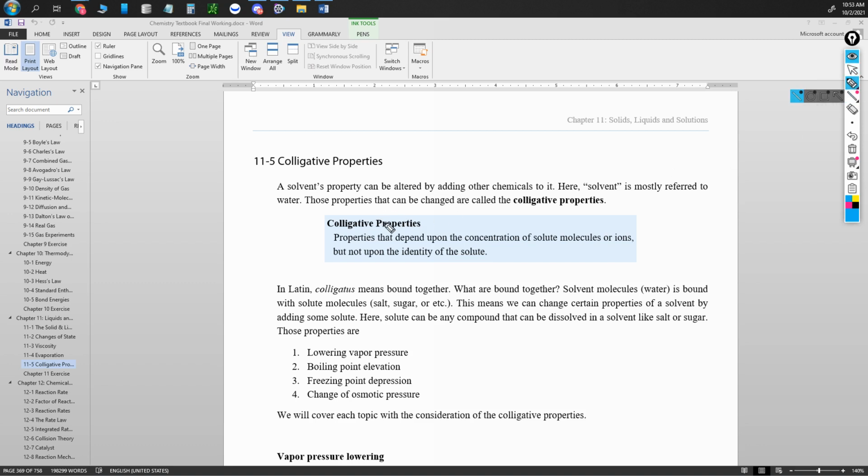Okay, what is colligative property? This is a textbook version of the definition, which I don't like so much, but let's go into it. Properties that depend upon the concentration of the solute molecules or ions, but not upon the identity of the solute. Okay, what does that mean?